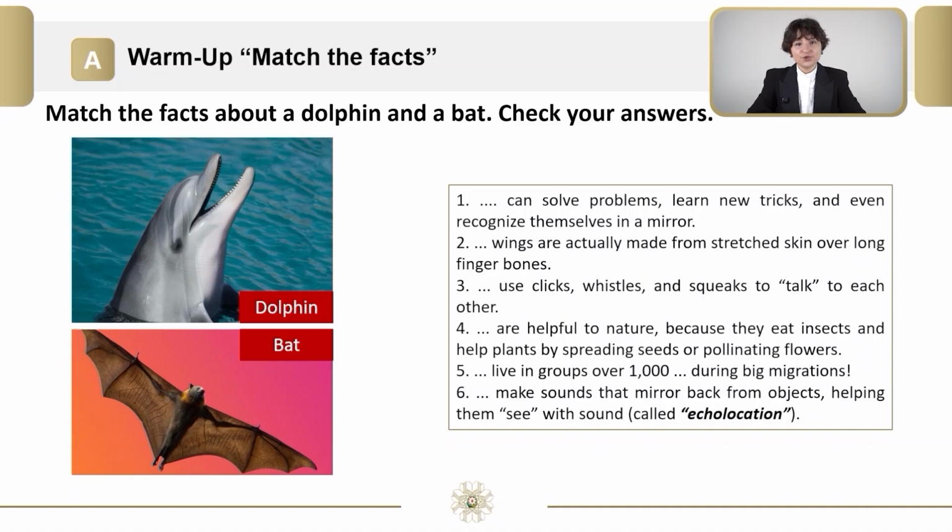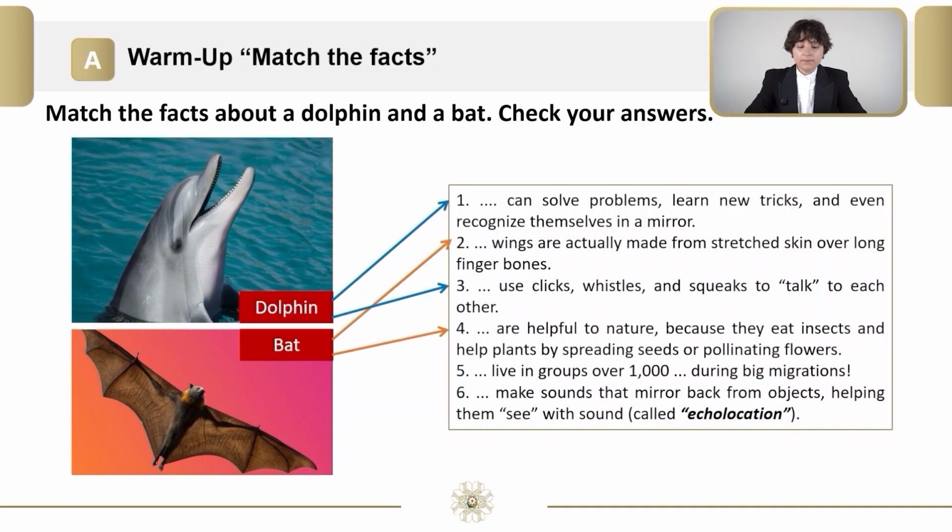Welcome back. It is time to check your answers. For the dolphin, dolphin can solve problems, learn new tricks, and even recognize himself in a mirror. The second fact is about bat. Bat wings are actually made from stretched skin over long finger bones. Dolphin use clicks, whistles, and squeaks to talk to each other.